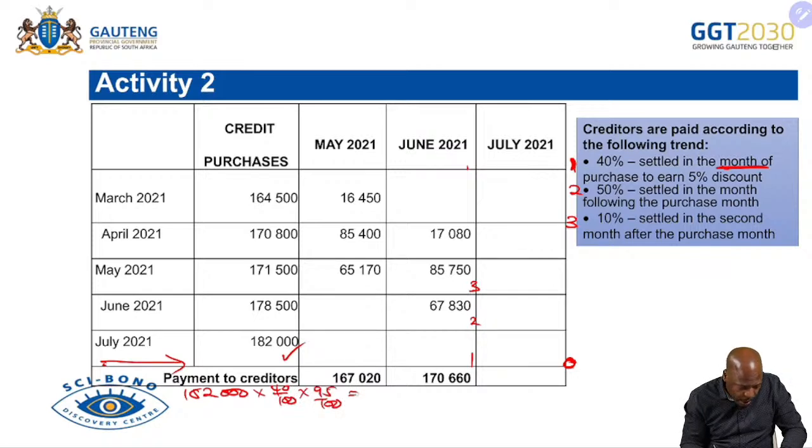That should give me 69,160. There we go. And then 2 is 50%. So I'm coming here to say 178,500 multiplied by my 50%. That should give me, how much does it give you guys?